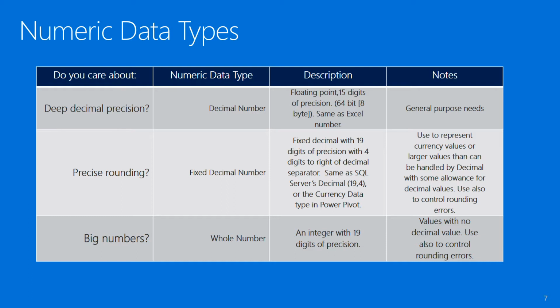However, if you care about rounding, if rounding is super important to you for budgeting or whatever reason, you may not want a decimal. Those little fractional values can bite you in the end. So you might want to convert some of your data types to fixed decimal. Fixed decimal will round to 4 decimal points. And the whole number, of course, will leave you with 0 decimal points. The fixed decimal is the same as SQL Server's decimal 19.4, or what was called the currency data type in Power Pivot.